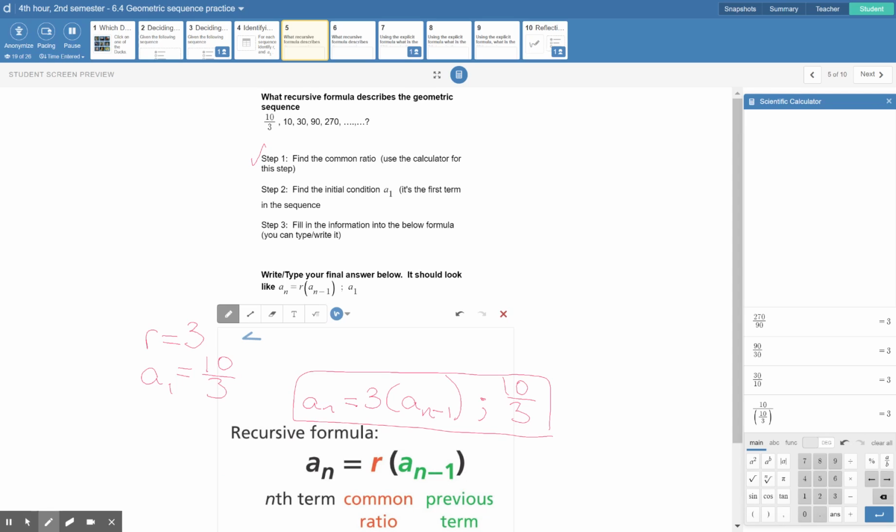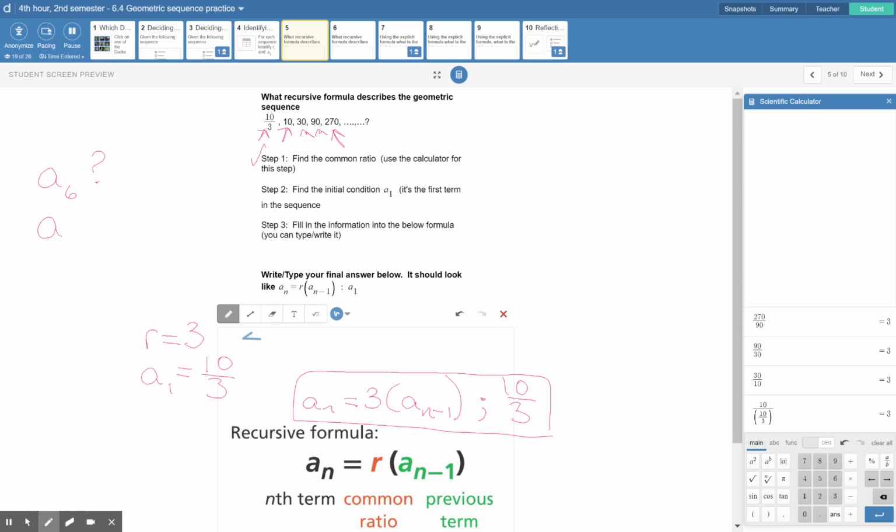Even though you're expected to know this on the test, this is what this means. If you notice here, this is our first term, our second term, our third term, our fourth term, and our fifth term. What happens if we want our sixth term? How do we get that? The whole point of this formula is to plug in what we know.